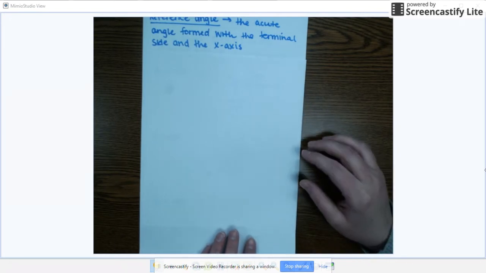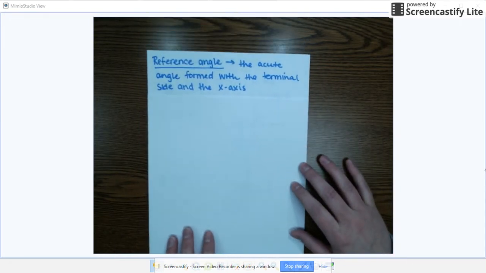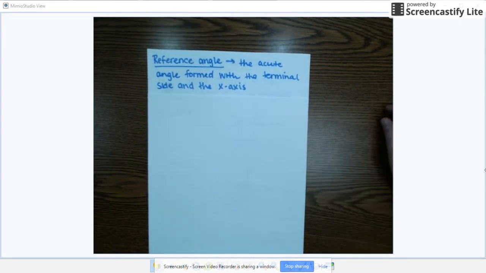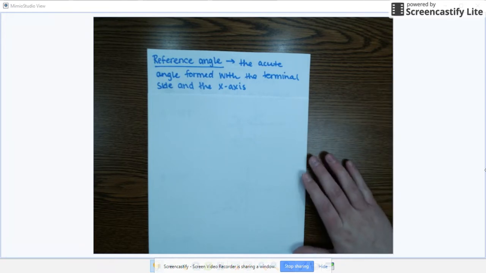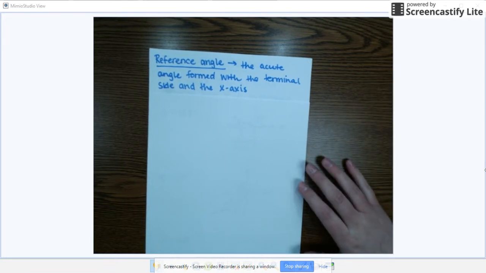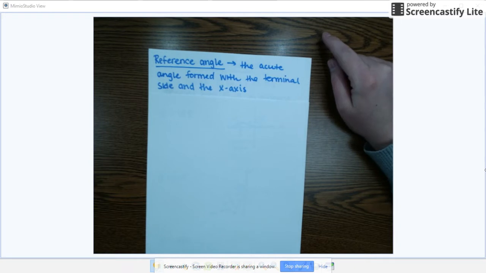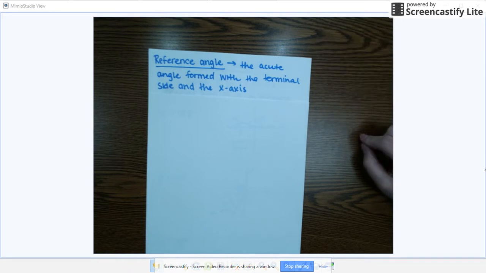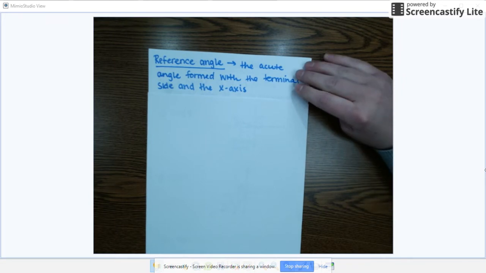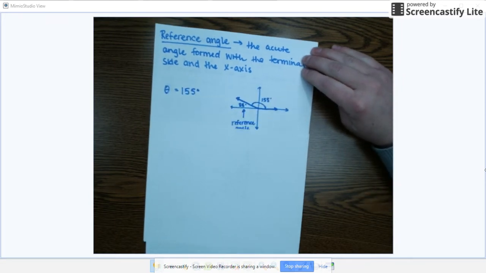Okay, one more thing we want to talk about is something called a reference angle. Sometimes we get really large angles and we need to gather information about them, but being so large, they can sometimes be difficult to work with. So we're going to find what we call a reference angle that will always be acute. Remember, acute means less than 90 degrees. So your reference angle will never be larger than 90 degrees, and it will always be formed with the terminal side of your angle and the x-axis, no matter where it is on the coordinate plane.